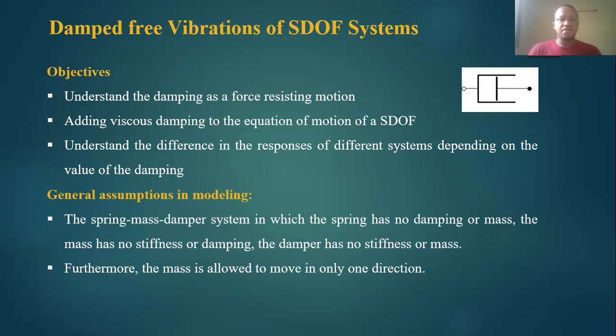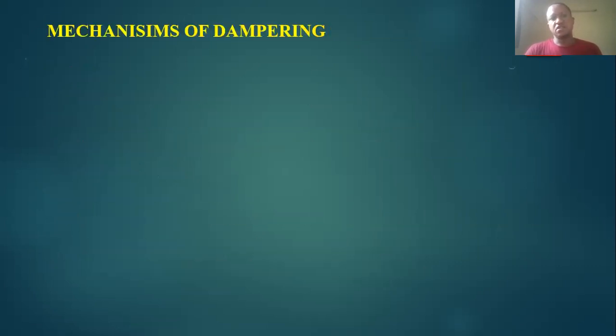Another, further, the mass is allowed to move in one direction only. That's why we call it single degree of freedom. If it moves only in one direction, then it is a single degree of freedom.